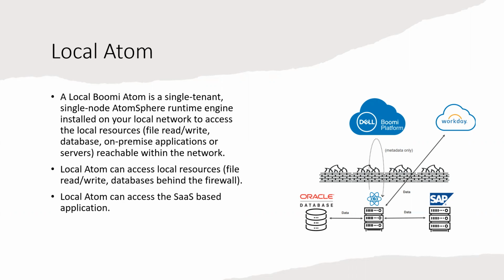So there are a few limitations that come with the local atom. For setting up the local atom, you have to set up some kind of virtual machines or servers, and you will be responsible for managing those servers. You will be responsible for managing disaster recovery and fault tolerance. Boomi will not be responsible for managing your infrastructure here. You have to manage that.